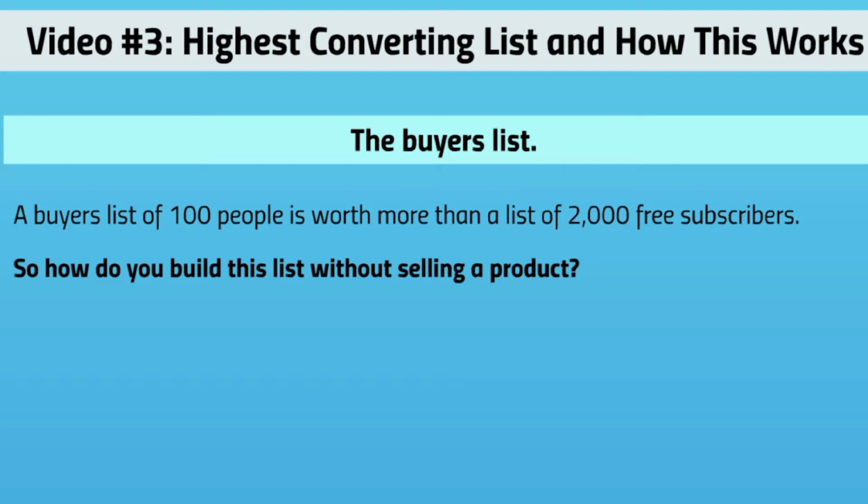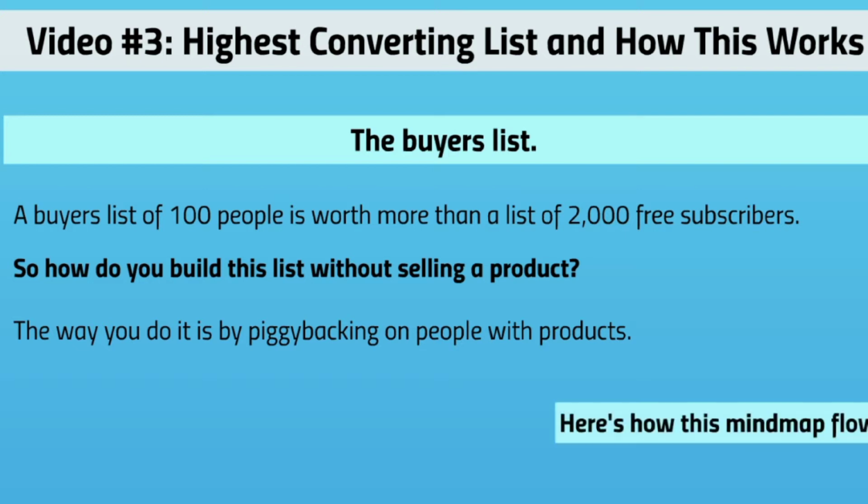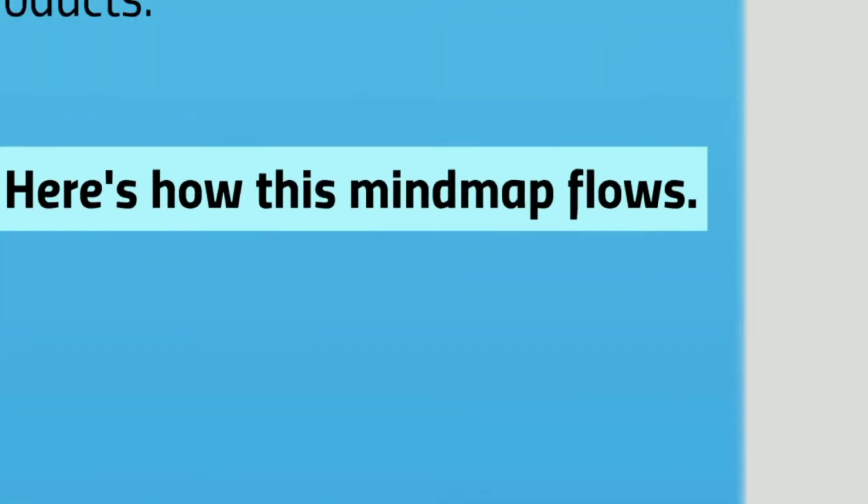So how do you build a list without selling a product? That doesn't really make sense, does it? But after I show you, this will definitely make more sense. The way you do this is by piggybacking on people with products, so vendors. And here's how this mind map flows. Basically, somebody purchases a product from a vendor, and I'll give you an example in just a minute. They purchase that product and it's not from you or anything.